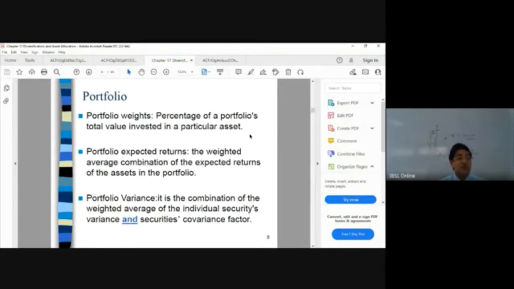So it's very simple. And portfolio expected return is the weighted average combination of the expected returns of the assets in the portfolio. That we have already done. Variance we also discussed, but here I want to show these things because we have discussed them from another perspective. Portfolio variance is the combination of the weighted average of the individual securities' variances and the securities' covariance factor. Now the covariance factor is also taken into consideration here.